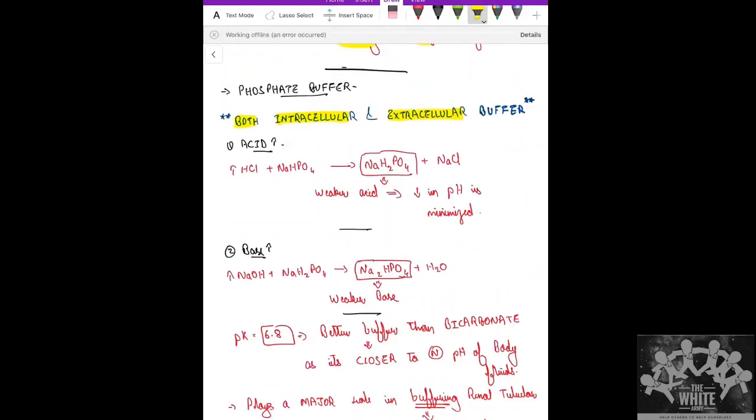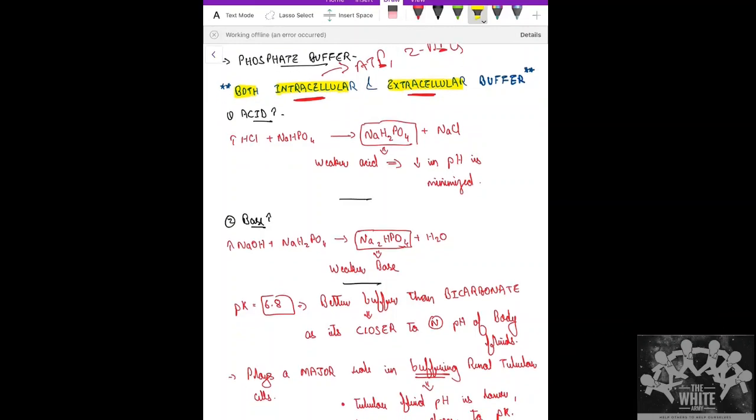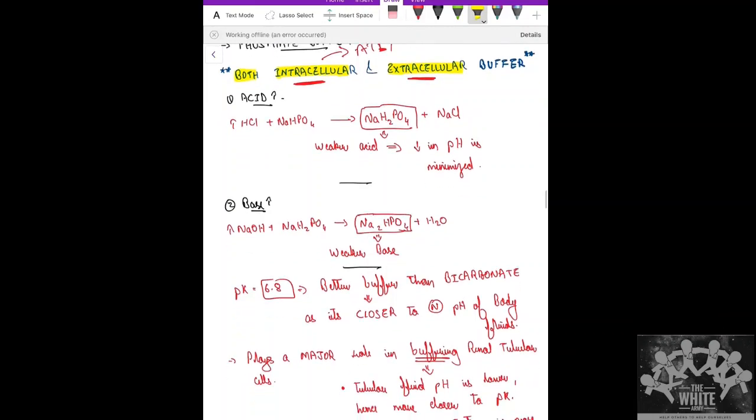Phosphate buffer, this is an important statement, is both intracellular and extracellular, because in intracellular we saw ATP, 2,3 DPG, etc. They have phosphate in them. So they form both intracellular and extracellular buffers. Now let's see how phosphate buffer works in case of acidemia and alkalemia.